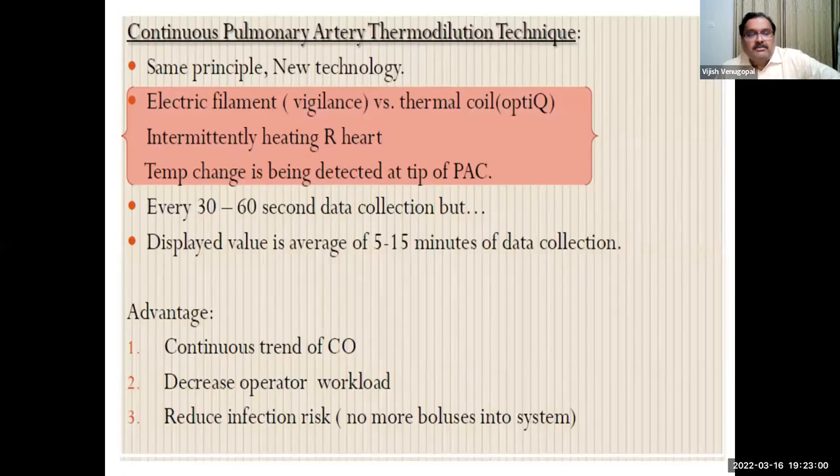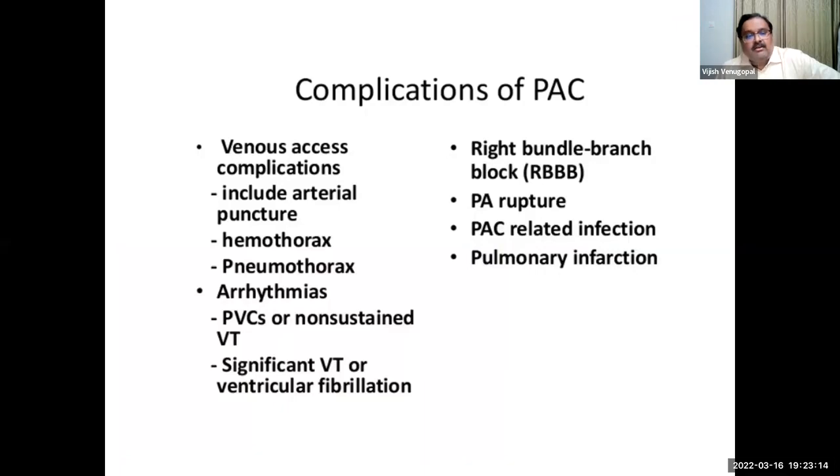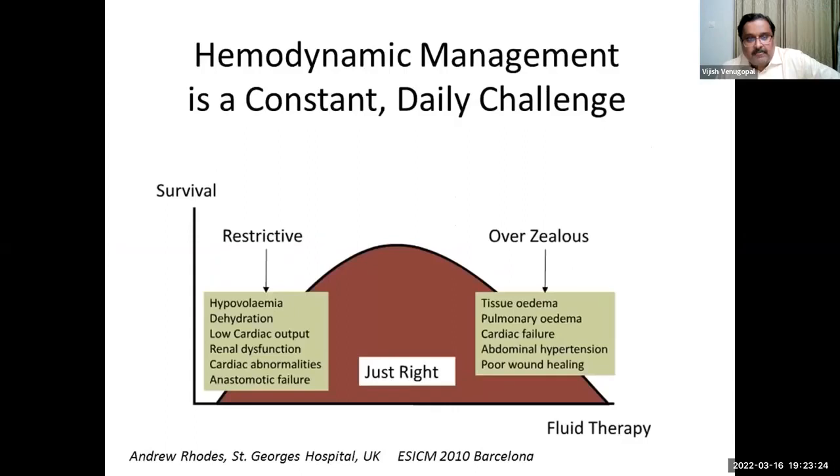The pulmonary artery catheter also comes with continuous cardiac output monitoring, where instead of giving the cold saline or the room temperature saline, there is an electric filament which intermittently heats the right side of the heart and the temperature change is detected at the tip of the PAC. There are a lot of complications similar to the CVP complications, and the other special complications are right bundle branch block, PA rupture, and pulmonary infarction.